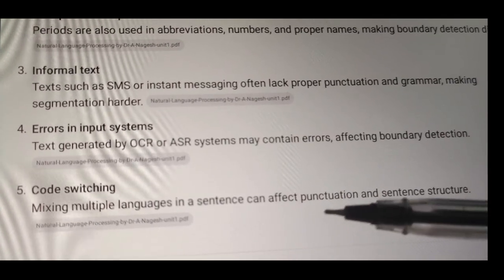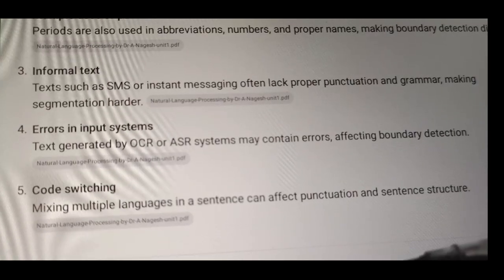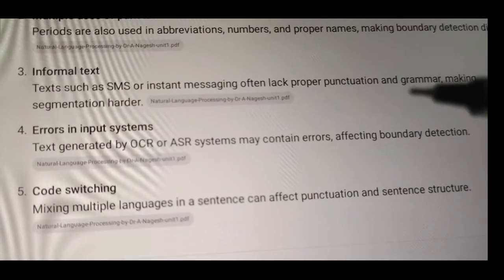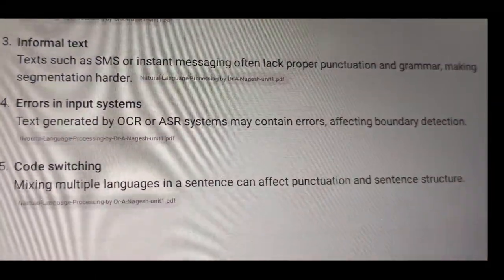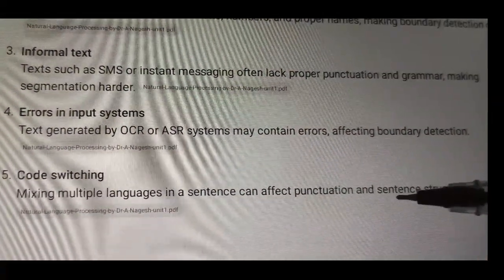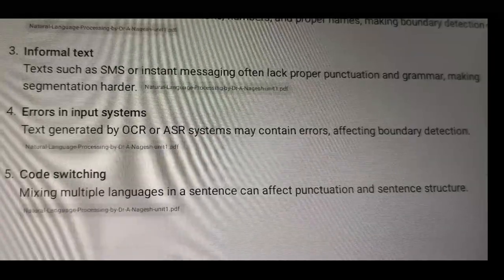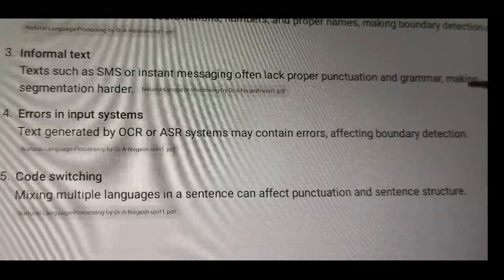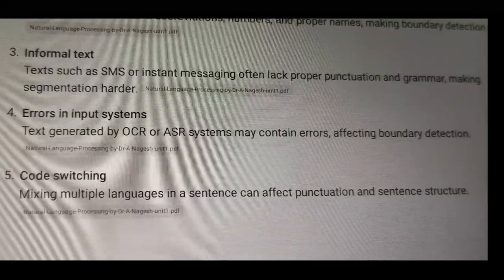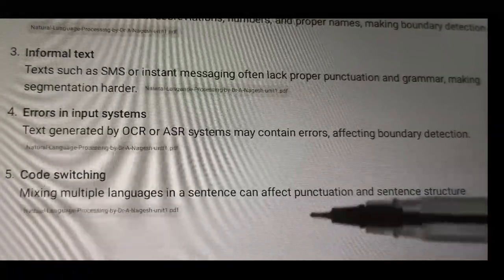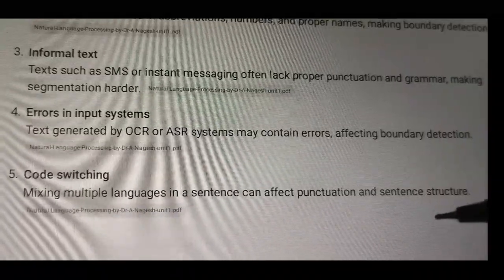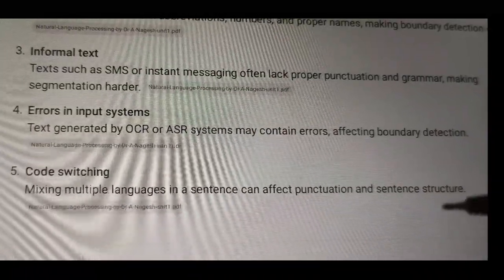The last one is code switching, which means usage of multiple languages. If in a single sentence I use both Telugu and English, or maybe Hindi and English, together in the same sentence, then it will affect punctuation and also sentence structure. So it will be harder for sentence segmentation.